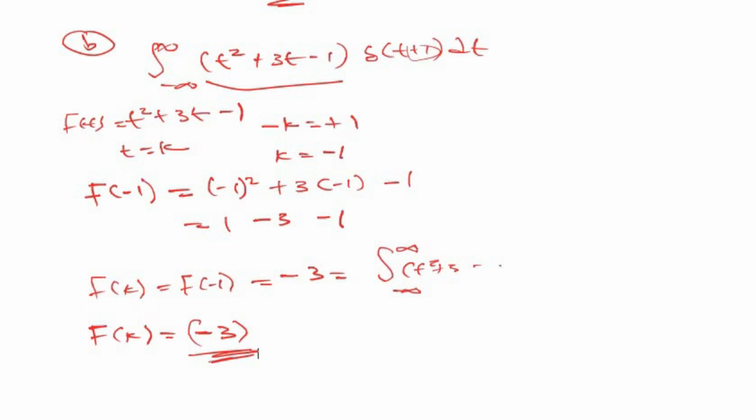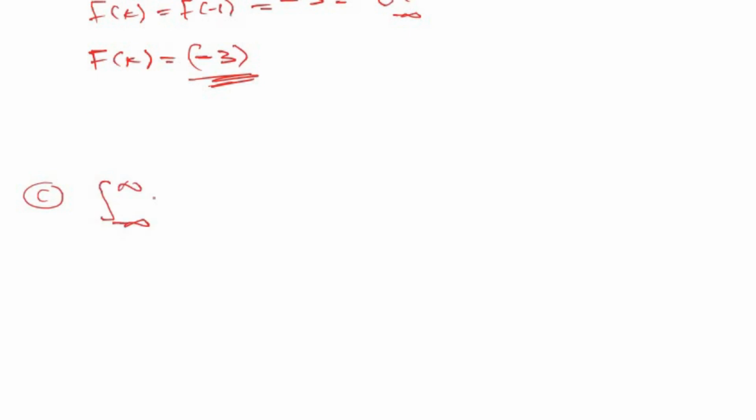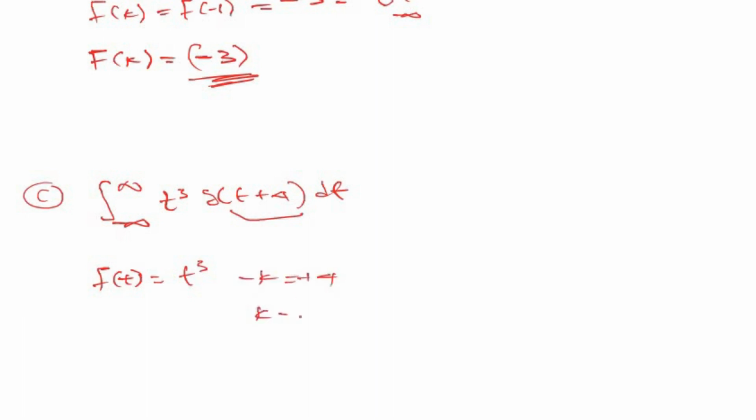Now the last but not least, the C part. We are asked to integrate t cubed times the impulse shifted by 4, dt. We are going to apply the same method. We know that our f of t will be equal to t cubed. Here we are going to equate this place to minus k. Minus k is equal to plus 4. Therefore our k is equal to minus 4.